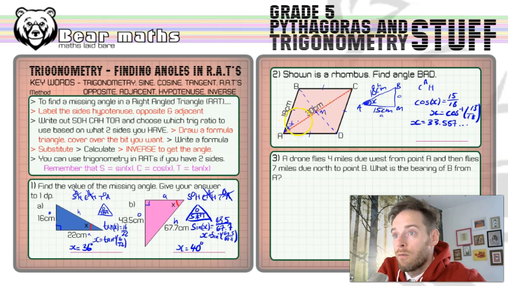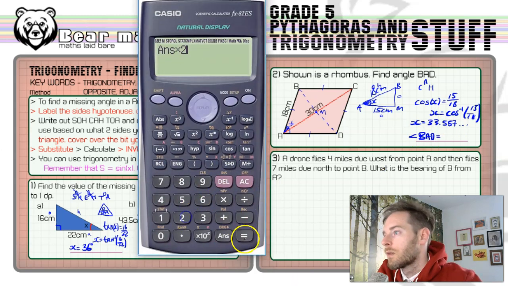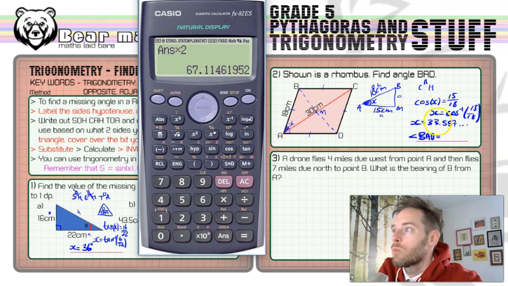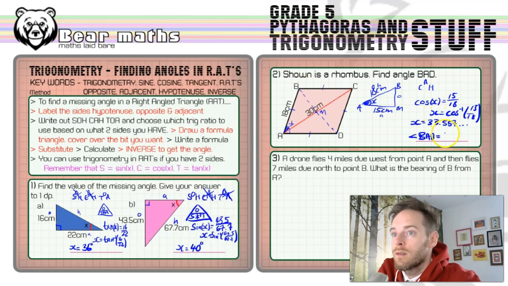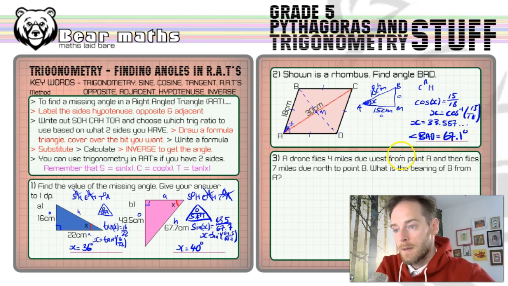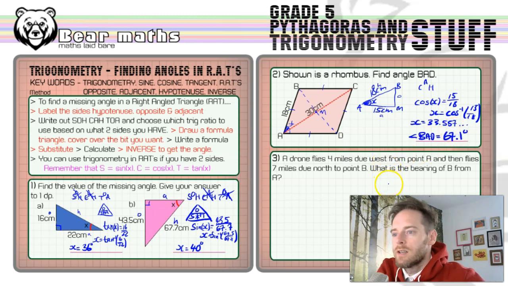That's, remember, half of what we want. So let's say the angle BAD equals double that. So just times it by 2. And we get our answer, 67.11. I'm just going to round it to one decimal place, so 67.1 degrees. Okay? So that requires just a little bit more knowledge about some other things in maths. All right? That's a more difficult type of trigonometry problem to find an angle. Right, so have a look at the third and final question.